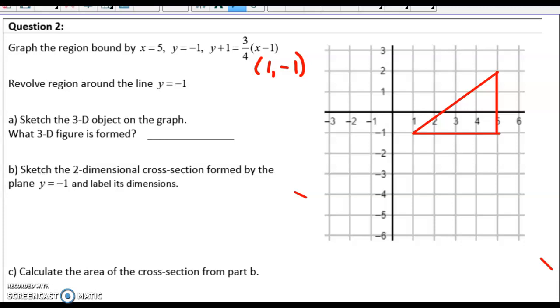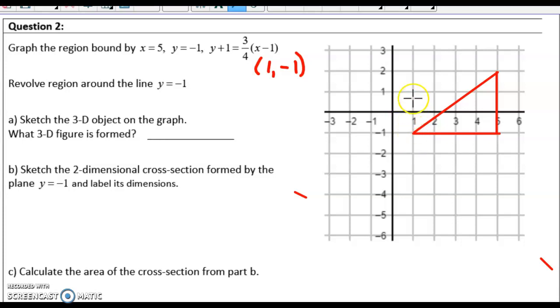But here we have a region that is bound by x equals 5. That's this vertical line. Y equals -1. That's a horizontal line. And then this is in point slope form. So the point, remember, is what's behind the x, take the opposite sign. What's behind the y, take the opposite sign. So the point would be 1, -1. And it has a slope of 3/4.